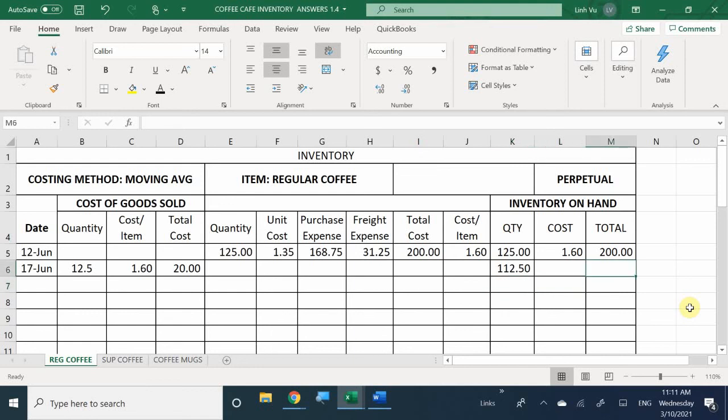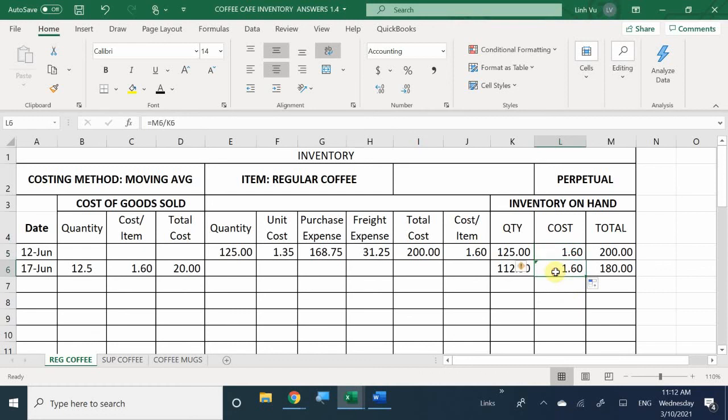Same thing with my total cost. I started with $200 and now I'm subtracting $20, leaving me $180 left. Because we're using moving average, our key idea here is that we need to constantly keep recalculating our average cost per item. If you remember from when we set this up, the middle one will always have the formula to keep on calculating the average cost per item. So I'm going to drag my formula down and it still holds as $1.60.